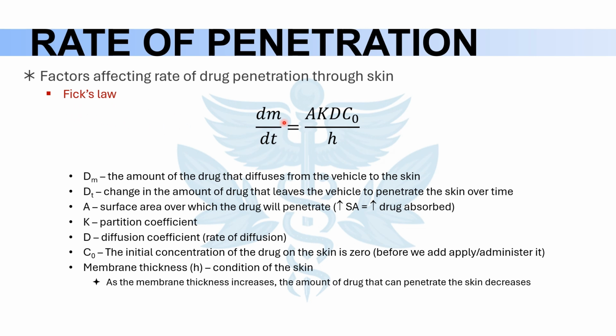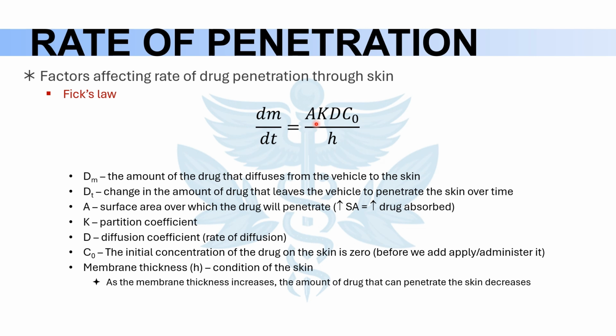The law is dm over dt equals A multiplied by K multiplied by D multiplied by C node over H. And most of the factors that we just talked about are mentioned in this law. dm is the amount of drug that diffuses from the vehicle to the skin. dt is the change in the amount of drug that leaves the vehicle to penetrate the skin over time, so T is time. A is the surface area over which the drug will penetrate, and that being the skin.